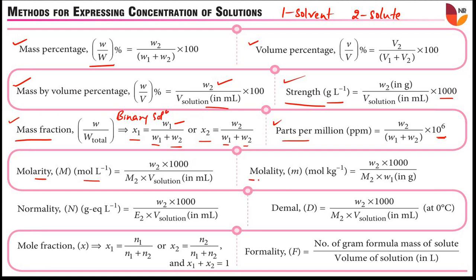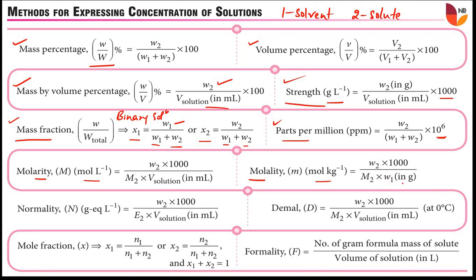Next, molality. The unit of molality is mole per kg, where kg indicates that the weight of the solvent is in kilograms. That is W2 into 1000 divided by M2 into W1. So W2 indicates the weight of the solute, into 1000, divided by the molecular mass of the solute into the weight of the solvent in grams.